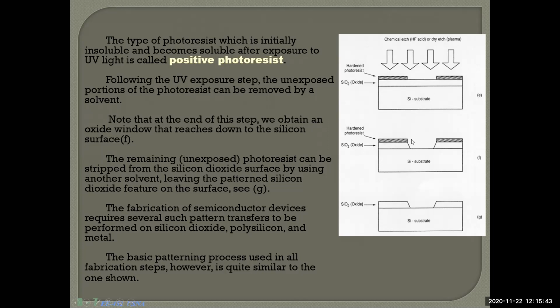Because of that acid, the silicon dioxide will be gone. Why? Because that acid only affects silicon dioxide, not silicon, not photoresist. So here you have an empty space because we have given some UV light before. So what happens here? These become clear, these become clean.